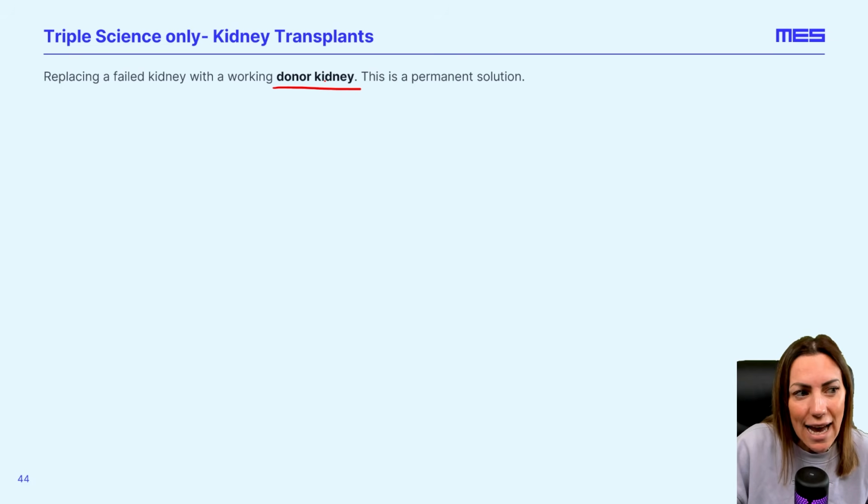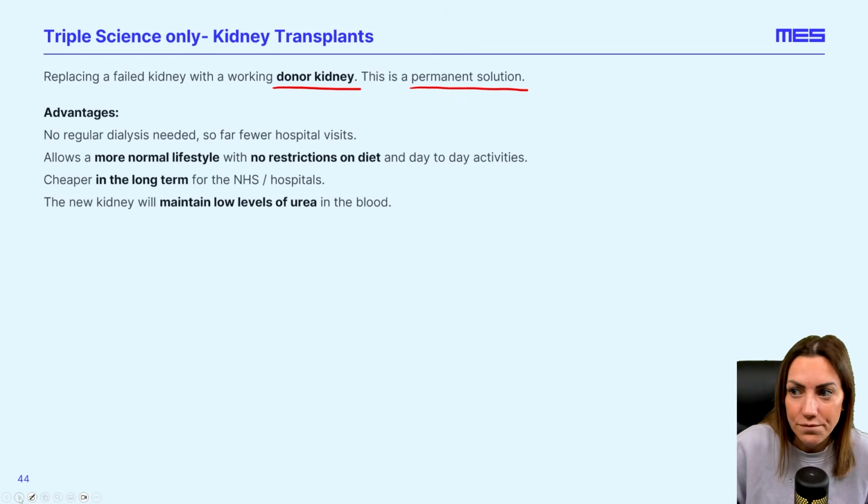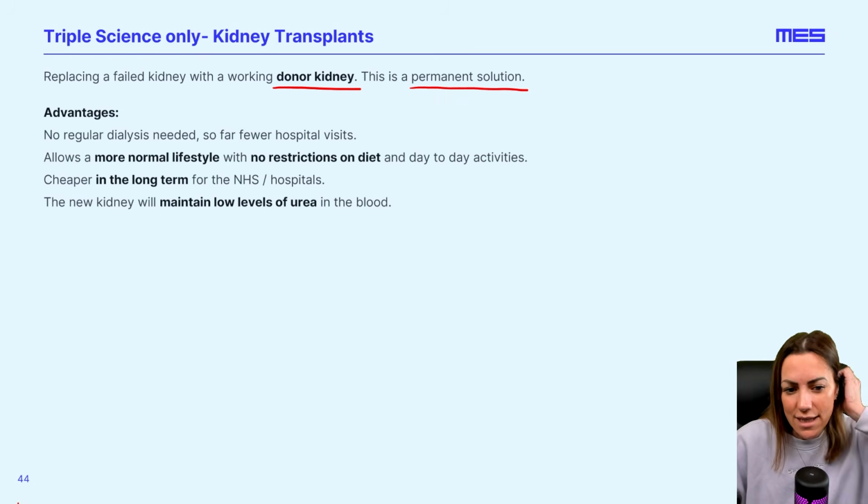And you can actually get a kidney from a living donor because we do have 2 kidneys and you can survive with just one. So a living donor can donate a kidney. And if this operation is successful, this would be a permanent cure and a permanent solution. Let's go through the advantages of having a kidney transplant.